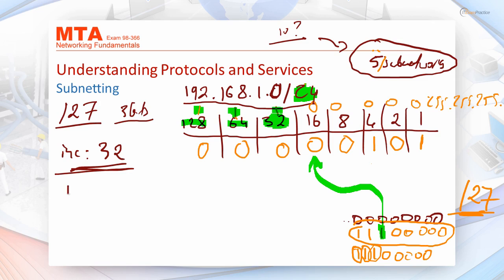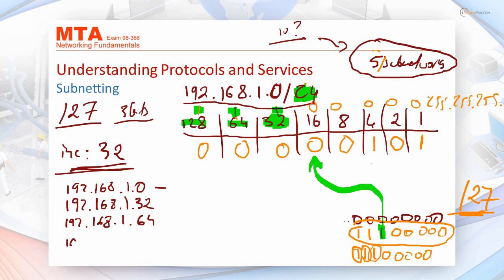It means our ranges are 192.168.1.0. Then you don't fill the right hand side, just go below: 192.168.1. Our increment is 32. Dot 64. Dot, if you said 128, it's not correct. Increment is 32. 96. Just be honest, did you say 128? I'm pretty sure you did.